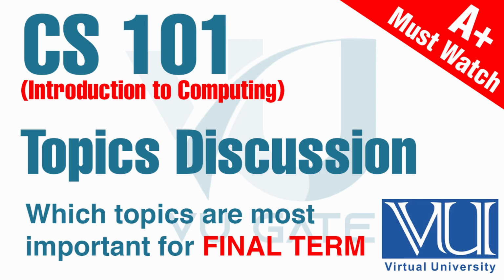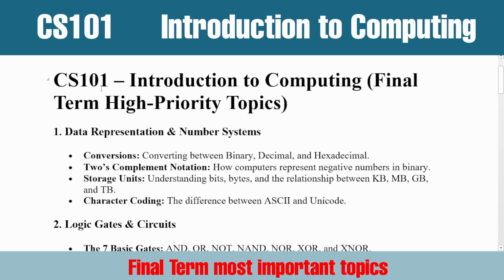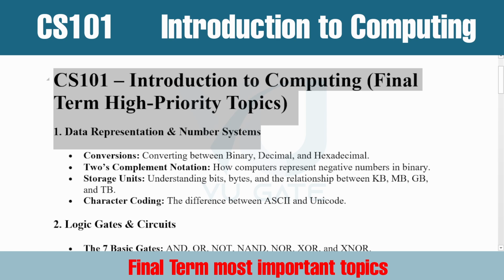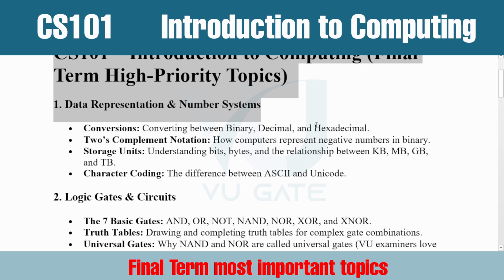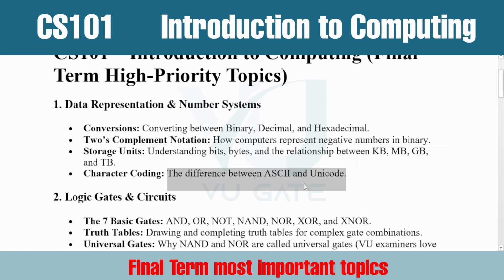For CS101 Introduction to Computing, where we cover the essential high-priority topics to help you succeed. Starting with Topic 1, Data Representation and Number Systems, you must master conversions between binary, decimal, and hexadecimal, while understanding 2's complement notation, which is the standard way computers store and calculate negative numbers in binary. You should also be familiar with storage units from bits and bytes up to terabytes, and the difference between ASCII and Unicode, which is a coding system that allows computers to represent text from almost every language in the world.